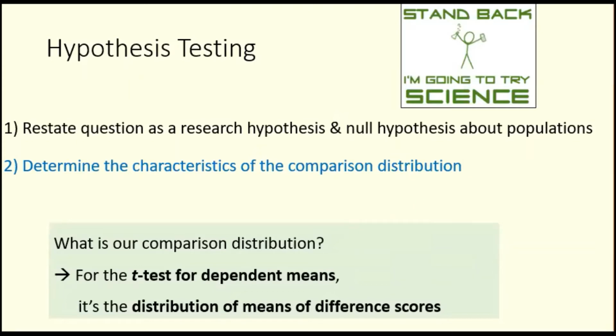And so because we've calculated different scores, and that's what we're using in our sample to run this analysis, our comparison distribution also has to be different scores. And again, because we have more than one person in our sample, which is typically the case, this is still a distribution of means, and we talked about what that meant in an earlier video. And so here we have a distribution of means, but those means are means of different scores.